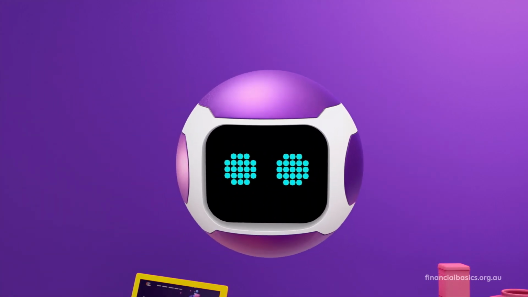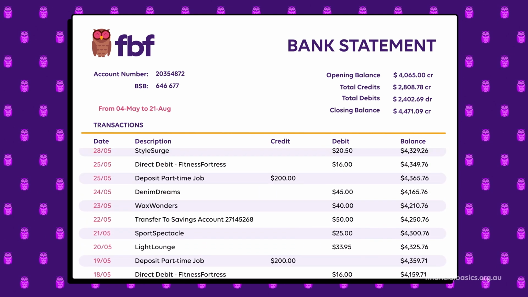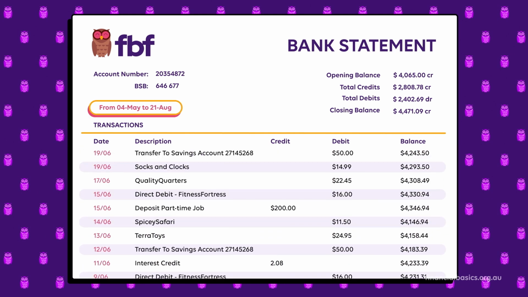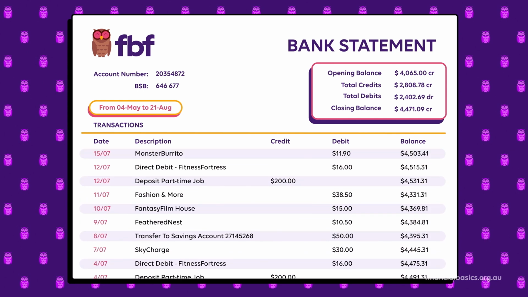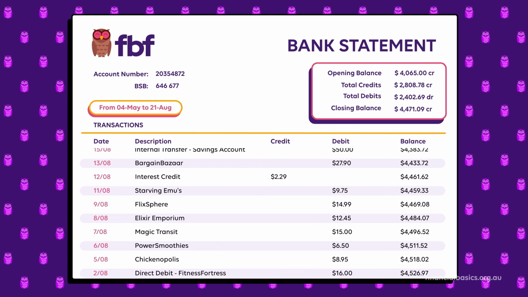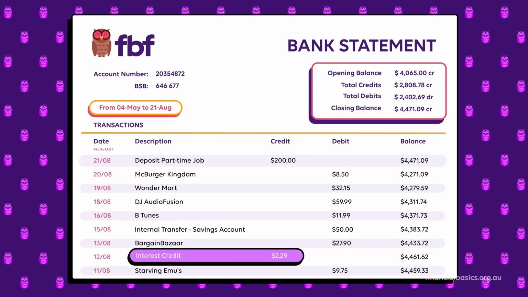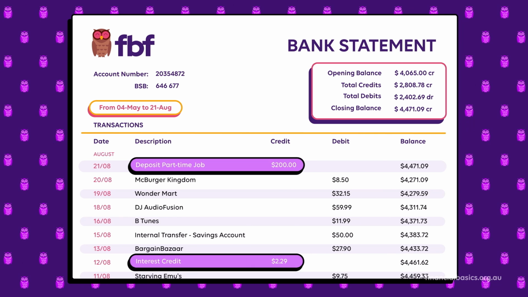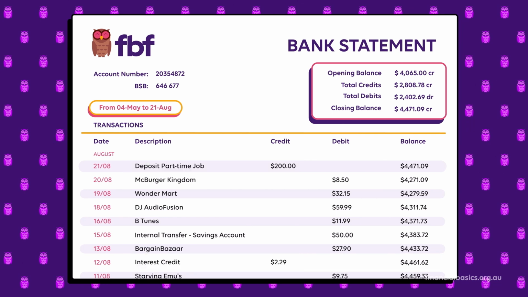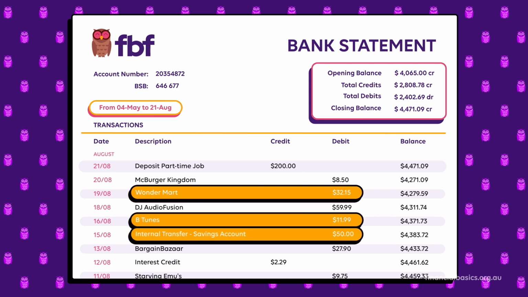Certainly. Bank statements are issued for all types of accounts, including transactions and savings accounts. Your bank statement will show the date range, opening and closing balances, which is the starting amount, and the finishing amount in the account for the time period. Your bank statement shows credits, which is money coming in, such as deposits and any interest earned, and debits, which is money going out, such as spending, BPay for bills, money you've transferred to other people, fees and charges.